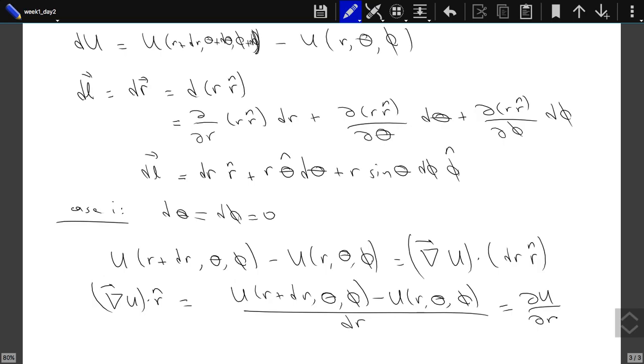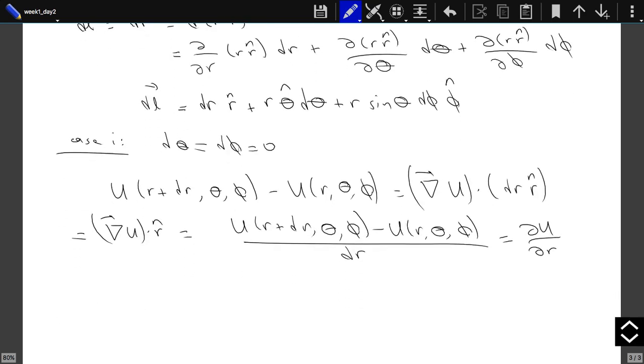Well, let's look at the left-hand side. Here I have a vector. I'm writing this vector as r hat component, theta hat component, and phi hat component. If I take a scalar product with the r hat vector, it gives me the r component of this vector. So I have this gradient of u. It has a radial component. And this radial component is nothing but the derivative of u with respect to r.